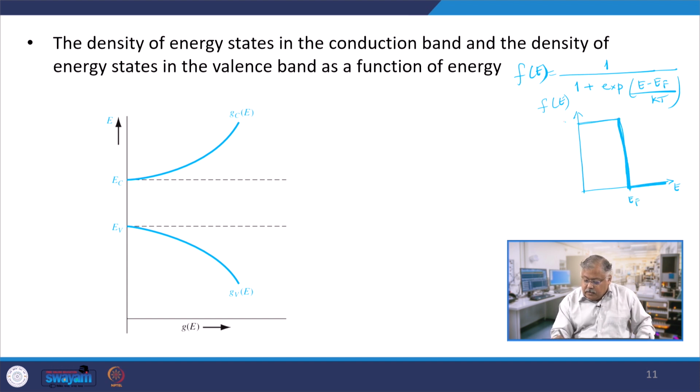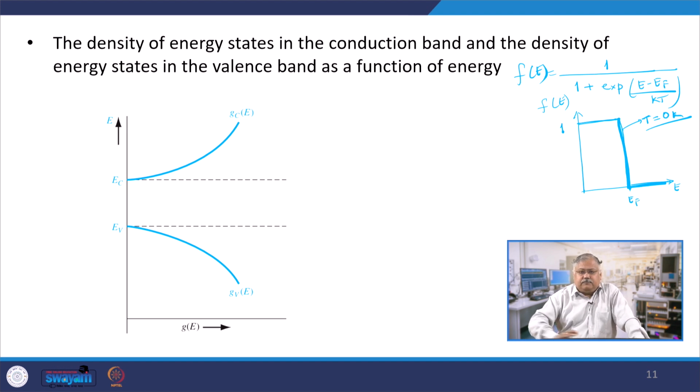This is EF, this is probability 1, and this is probability 0, which means that any energy state below the Fermi level will always be occupied, and energy states above the Fermi level will always be empty, and therefore the probability of occupancy at the Fermi level will be approximately half. This concept is at T equals 0 Kelvin. We will see later what happens at other temperatures, but this is a very simple, straightforward way of saying it.